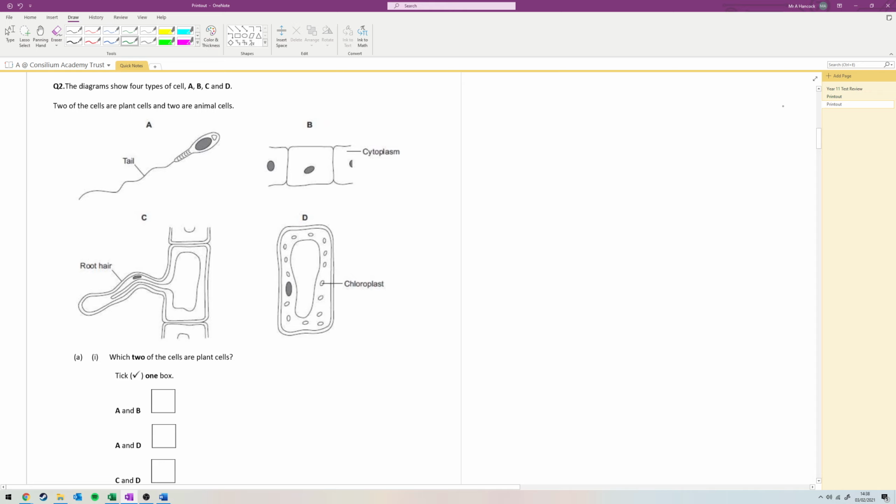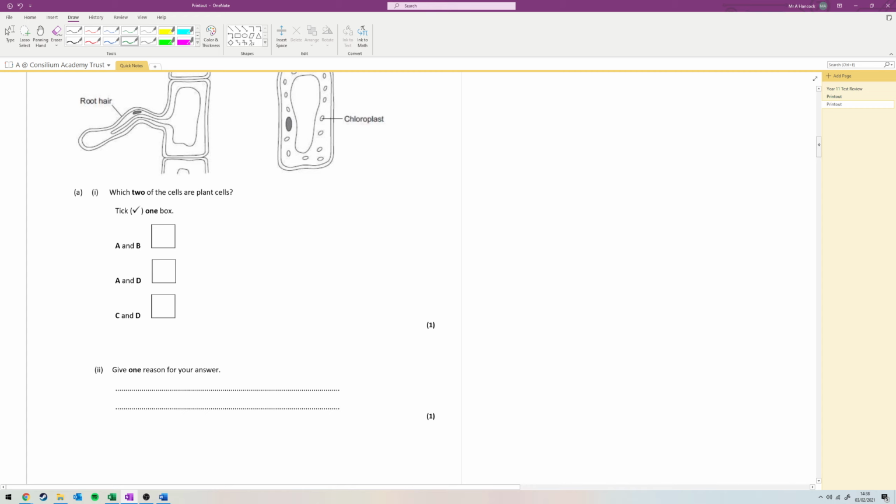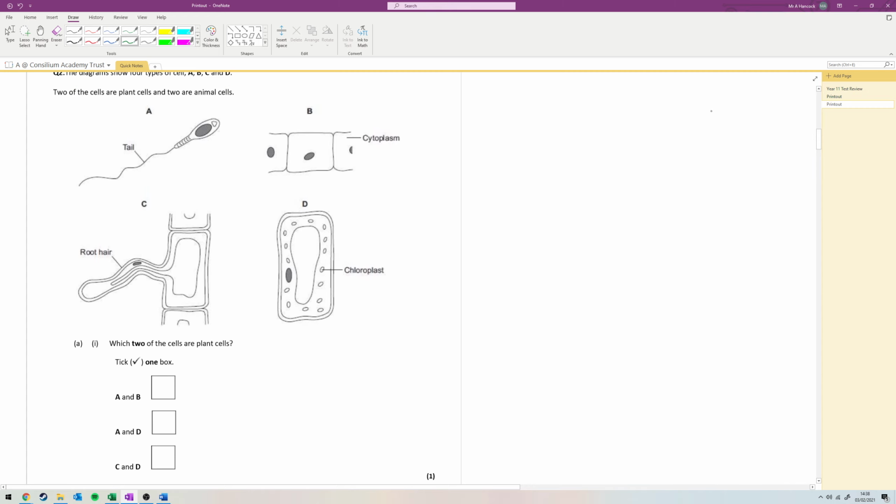Okay, 2 cells are animals, 2 cells are plants. Which ones are which? Now let's have a look. Now I know if I've got a plant cell, there are 3 things that plant cells have that animal cells do not. One is a chloroplast. One is a cell wall. And then the other one is a vacuole. So let's have a look.